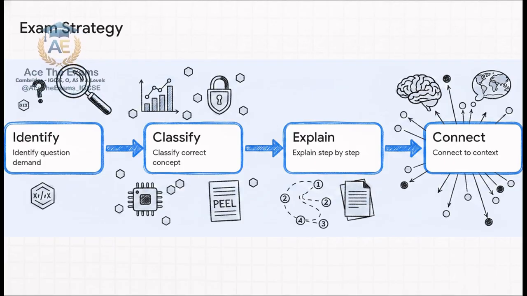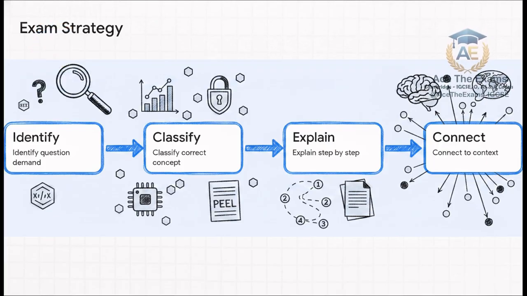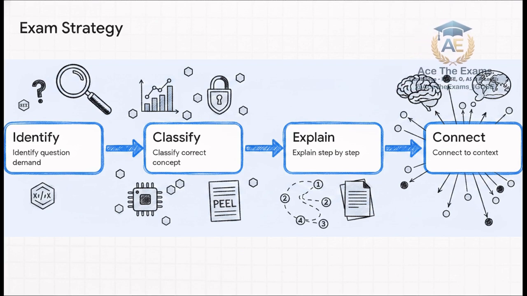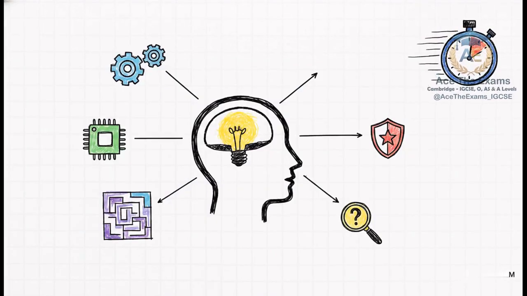Step 1. Identify the demand. What is the specific command word telling you to do? Step 2. Classify the concept. Is this question testing data representation, network security, or hardware architecture? Lock that in. Step 3. Explain the sequence. Walk the examiner through the process in a logical step-by-step order. Don't jump around. And finally, Step 4. Connect to context. Always link your answer back to the real-world scenario provided in the prompt. If you follow this four-step sequence, it practically forces you to hit the PEEL framework every single time you put pen to paper.